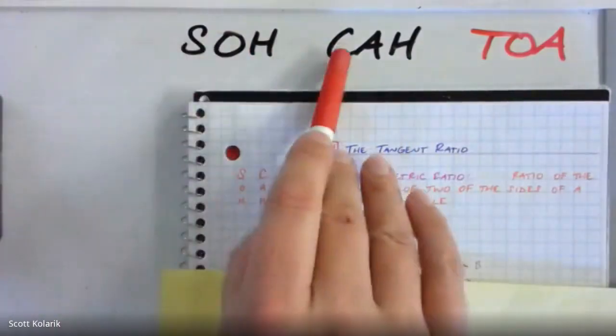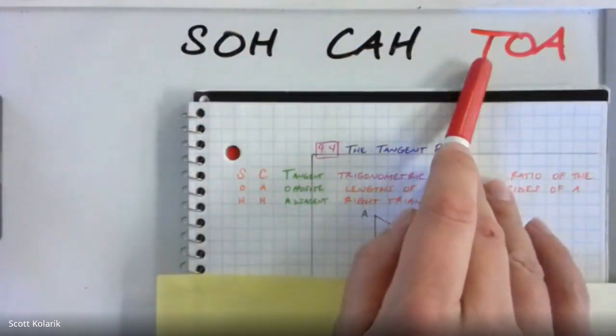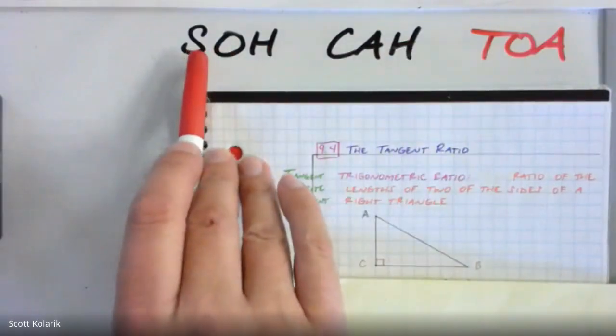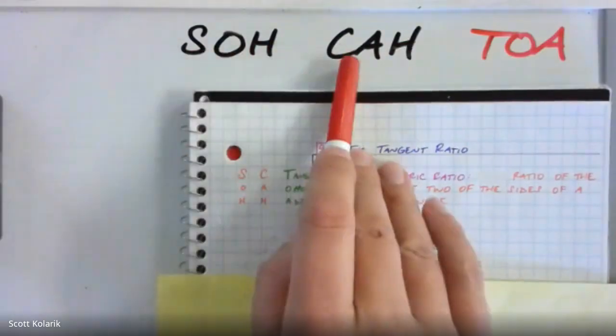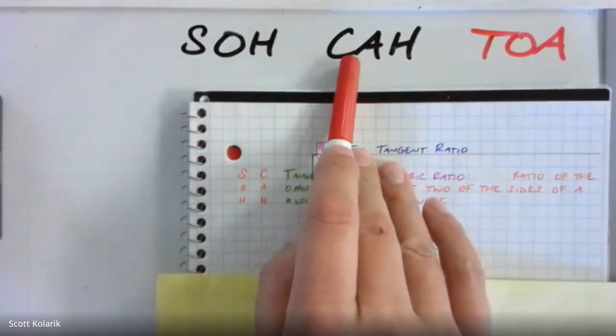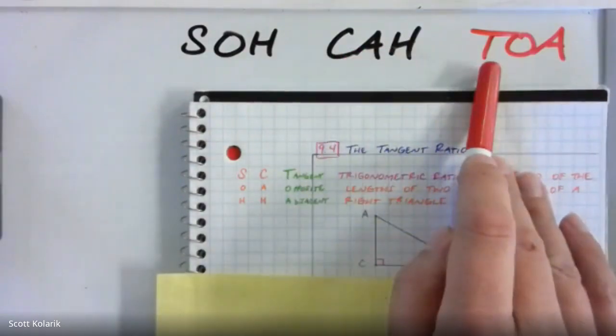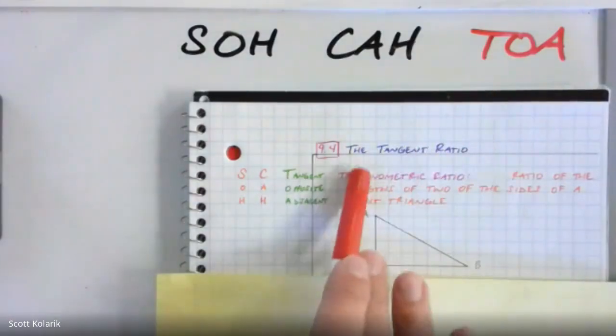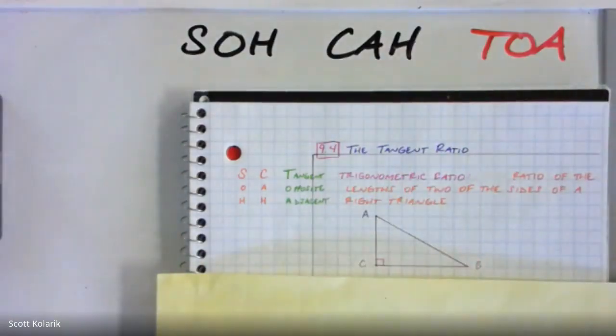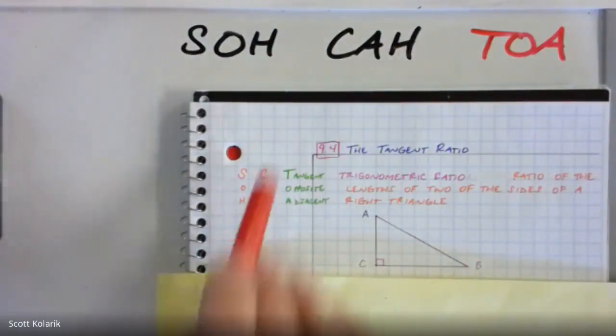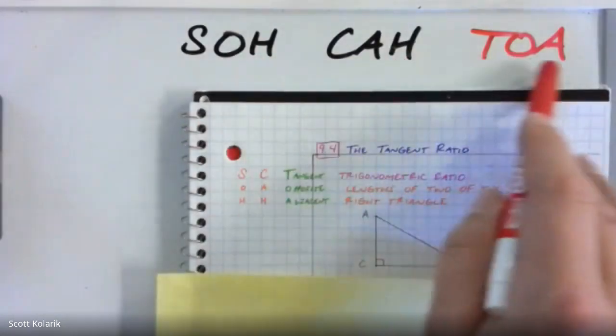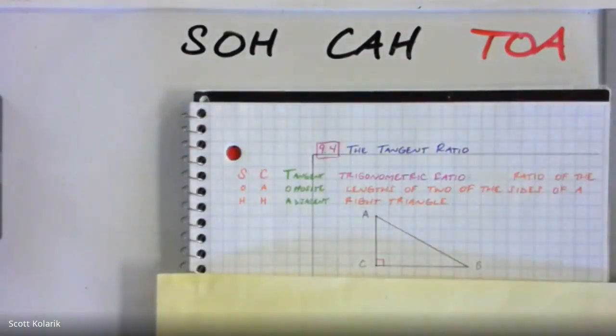So the S, C, and T are going to refer to a specific trigonometric ratio. S is for sine or the sin button on your calculator. C is for cosine or the cos button on your calculator. T is for the tan button on your calculator, the namesake of our section today being the tangent ratio. The O's, H's, and A's are going to refer to basically what two sides we're going to be relating to each other in a given right triangle.